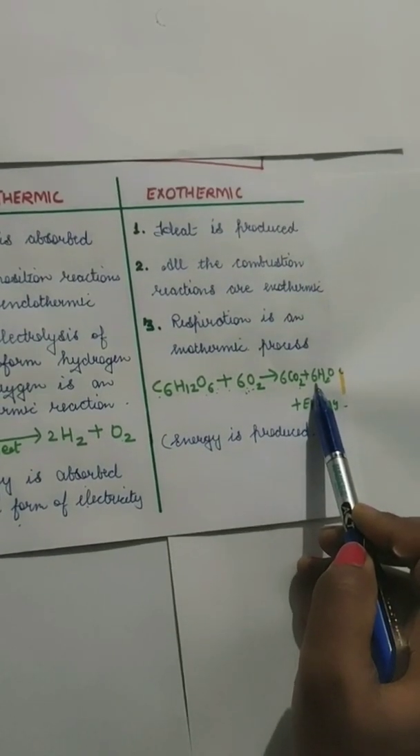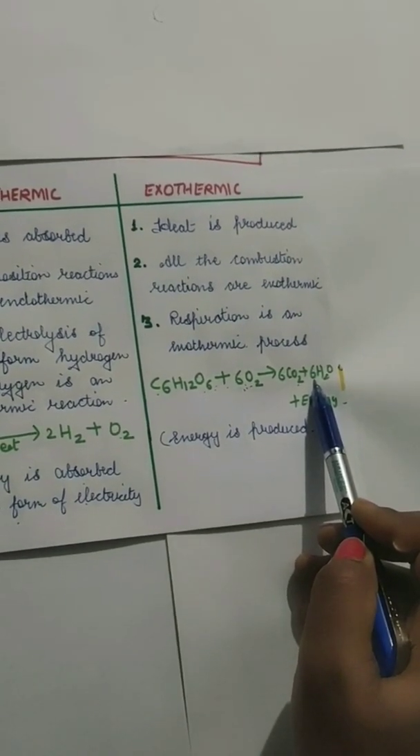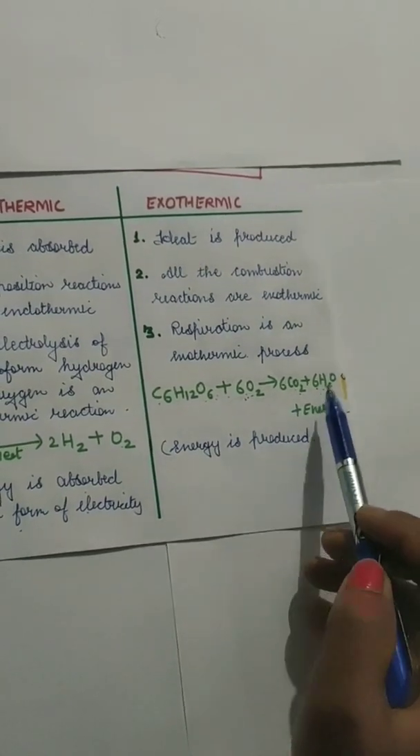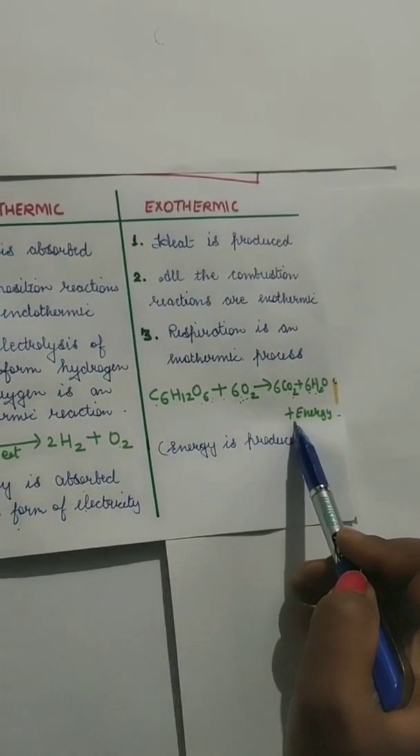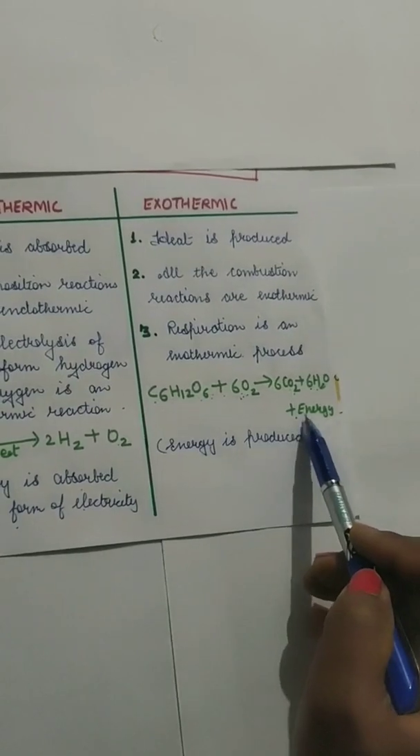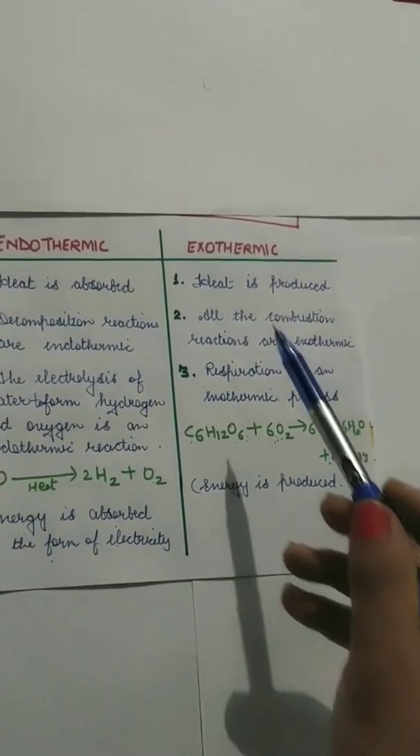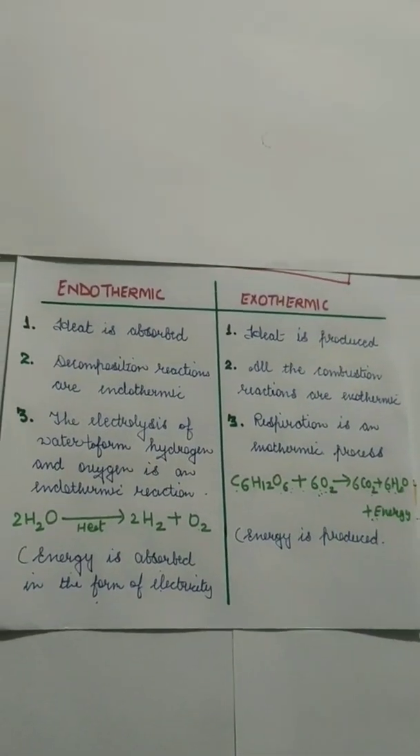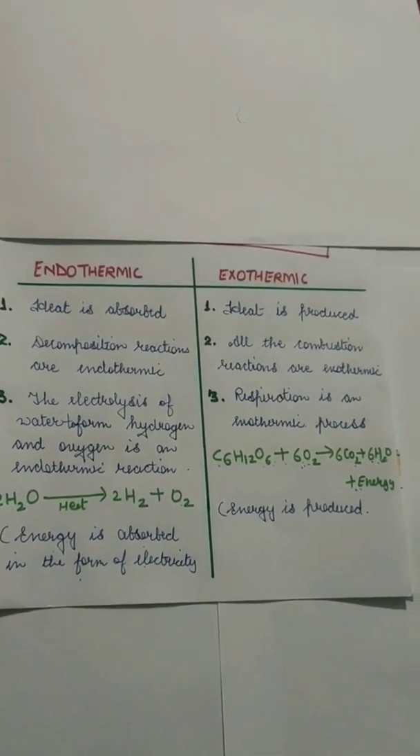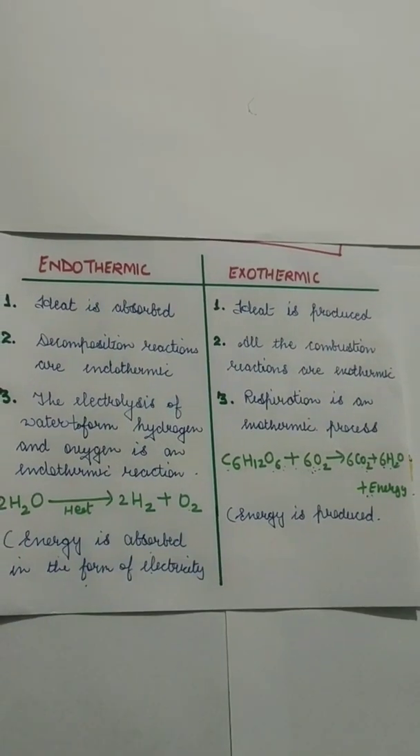Water is released when we breathe out. We release CO2 gas, we release a few vapors of water, and we get the energy to do work. So energy in the form of heat is produced. An exothermic reaction is when heat is produced or evolved, and an endothermic reaction is when heat is absorbed.